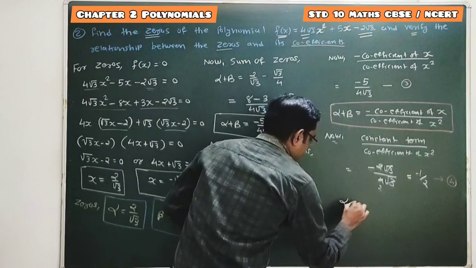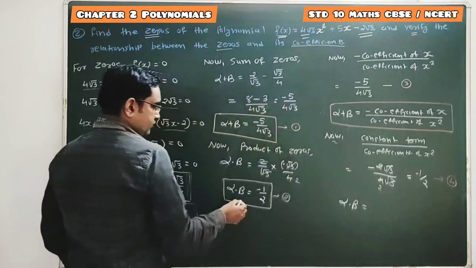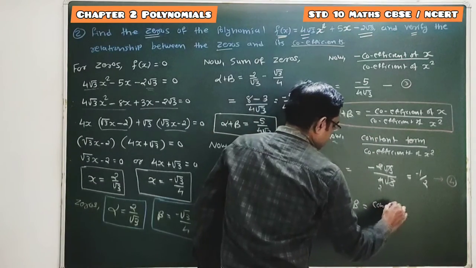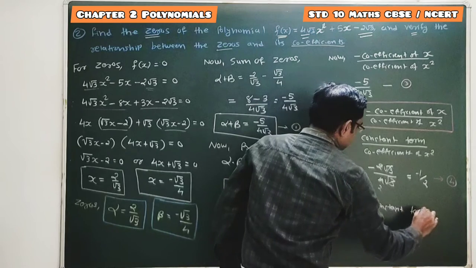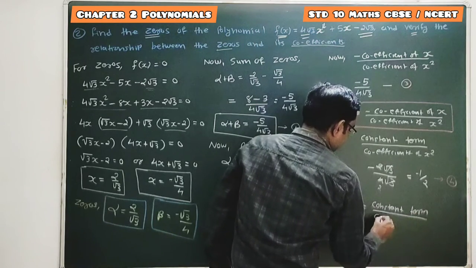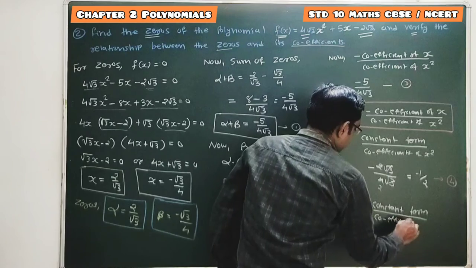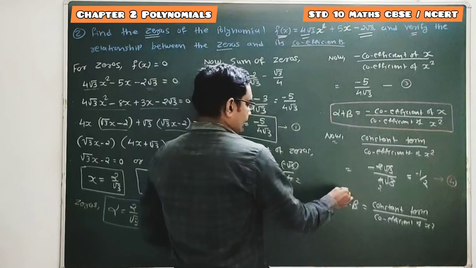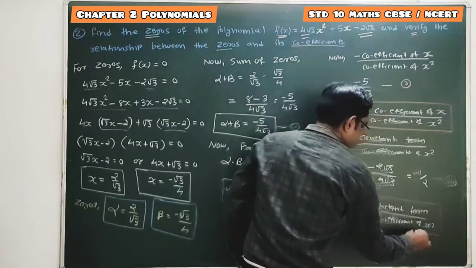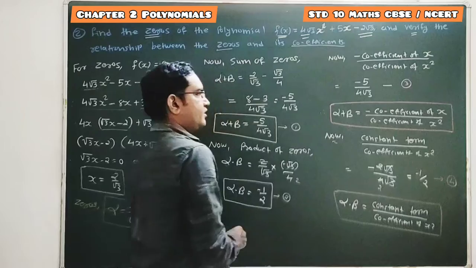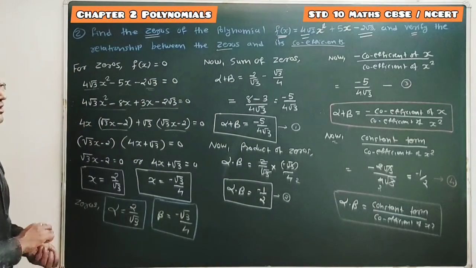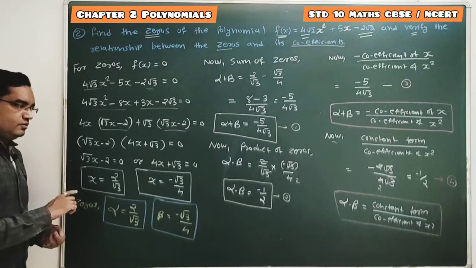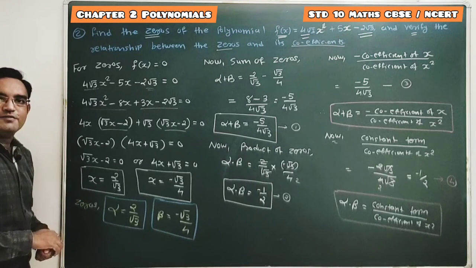By comparing result number 2 and result number 4, we can say the product of zeros alpha into beta is equal to the ratio constant term upon coefficient of x square. Clear students? So now the relation between zeros and coefficients is verified. Done. So this is how you can solve this question number 2. Clear students? Now pause this video and note it down.